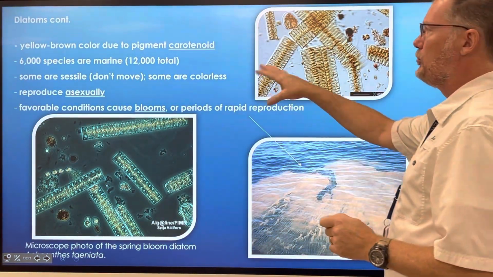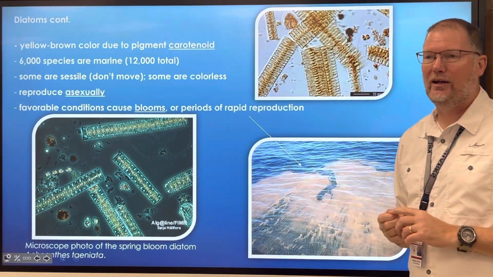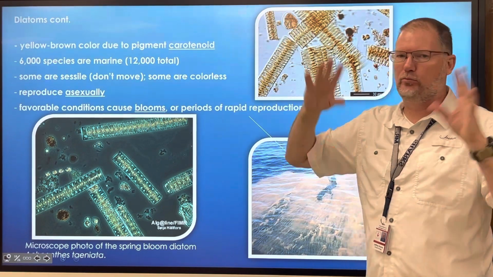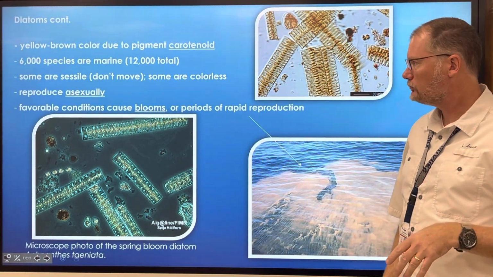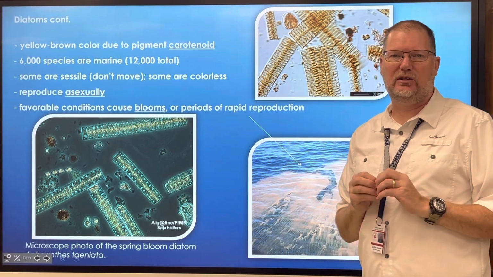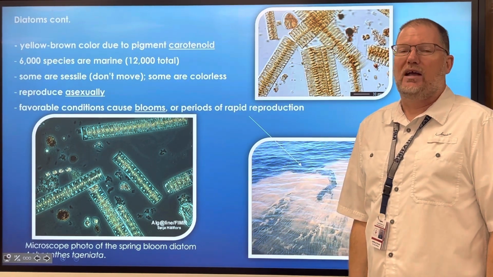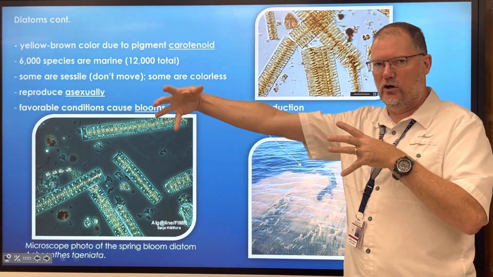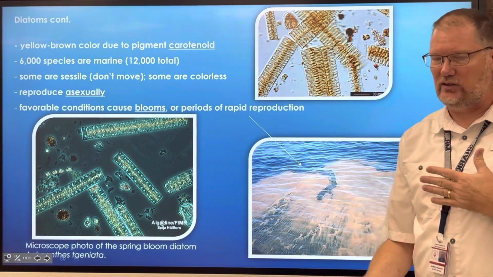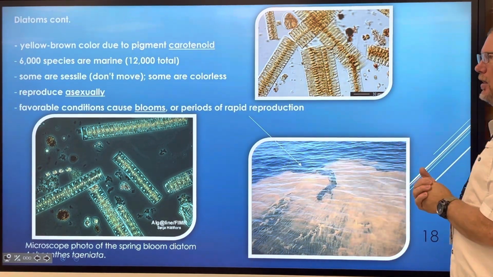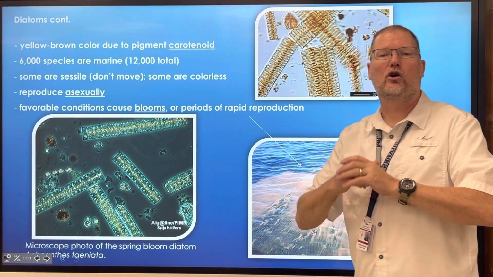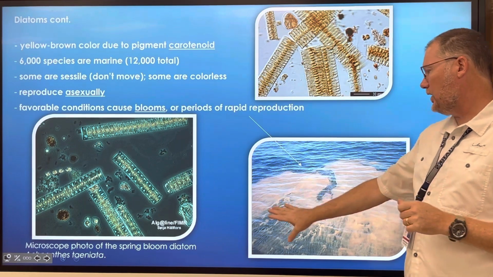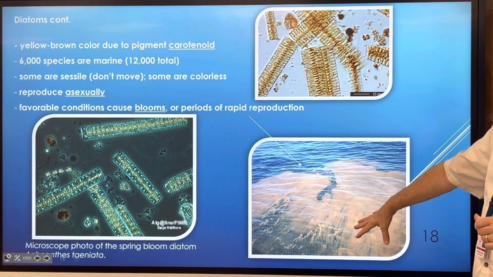Okay, so they have a yellow-brown color due to a pigment called carotenoids. So some of them, colors like this. There are 6,000 species, approximately. Haven't discovered them all. Some are sessile. Sessile means they don't move. And some are motile, meaning they can move around as the current's taking them. They reproduce asexually, so there's no sperm and egg moving around. And sometimes favorable conditions in the water cause them to have blooms, okay? And this is a diatom bloom, an algae bloom, okay?